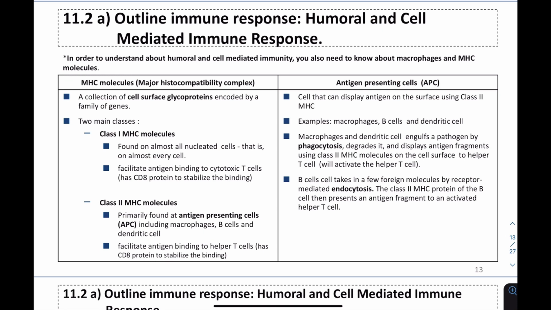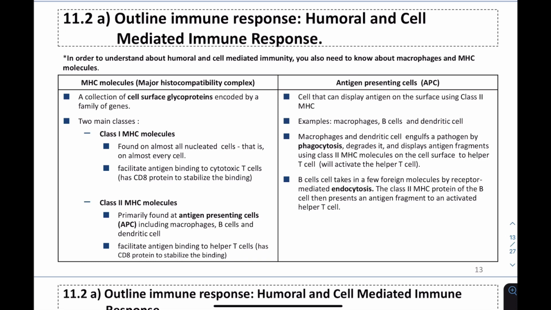Okay, so antigen presenting cells are cells that can display antigen on the surface using class 2 MHC. So macrophage and dendritic cell engulf pathogen by phagocytosis. Kemudian mereka akan degrade it, break down the pathogen, dan kemudian display antigen fragments using class 2 MHC molecules on the cell surface to helper T cell.